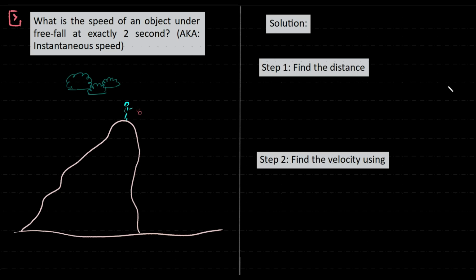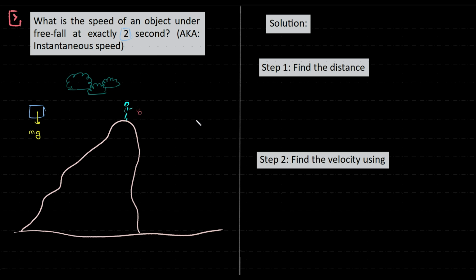Let's make use of this question to understand the idea of limits. So let's read the question again. We are looking at the speed of an object which is under free fall at exactly 2 seconds. That is your instantaneous speed. So we have an object. It's being pulled by gravity, so that's the only force acting on it.